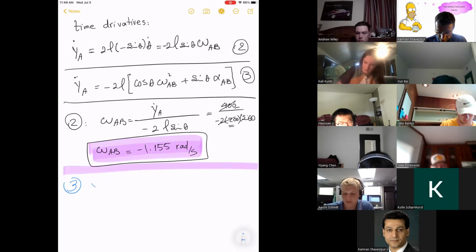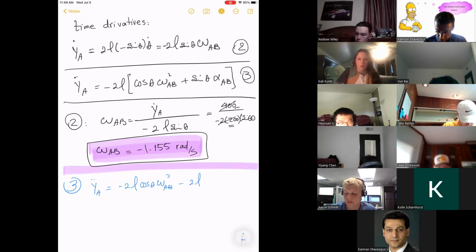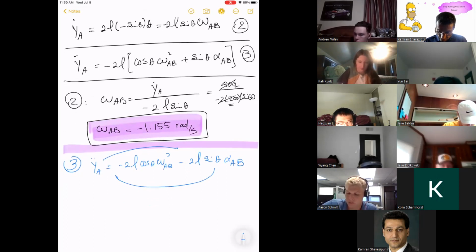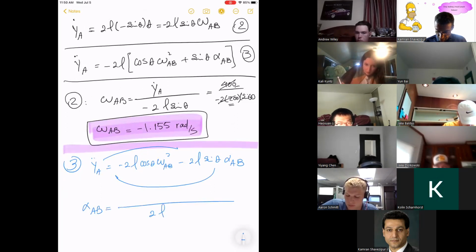So for 3, you're going to get YA double dot equals minus 2L cosine theta omega AB squared minus 2L sine theta alpha AB. So if I want to calculate this, I'm going to take this to the other side and this to that side. So you're going to get alpha AB over 2L sine theta is equal to minus 2L cosine theta omega AB squared minus YA double dot.